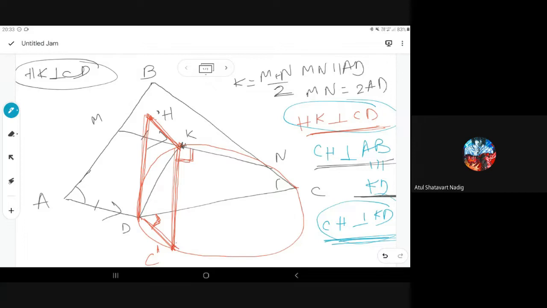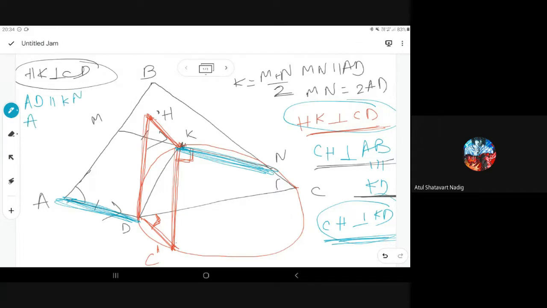Okay, also note that MN was equal to 2AD, right? So these lines are also equal. These segments are also equal. Doesn't look equal, but it is equal. So KN is also equal to AD, and they are also parallel. What does that mean? I'll just write it. AD is parallel to KN.